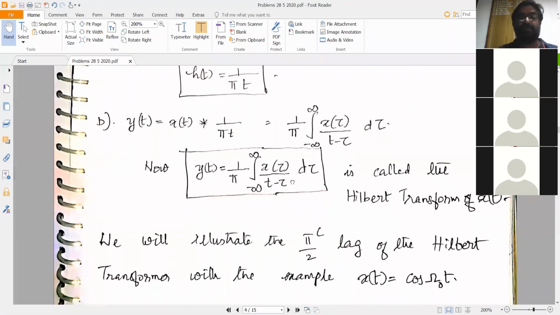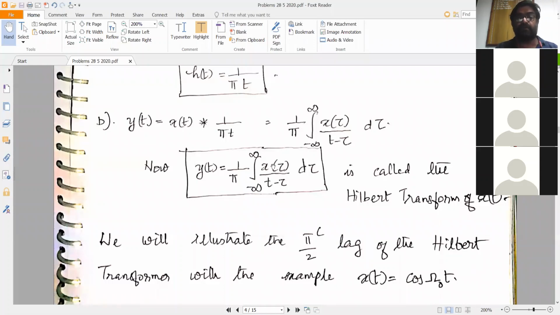Now we call this expression the Hilbert transform of x of t. This is a very important expression. This is a very important transformation. What this gives you is an output signal y of t, which is derived from the input signal x of t, when all the frequencies in x of t are delayed by 90 degrees. Is that understood? Like we did in the third method for SSB generation, all the frequencies in the baseband signal, that's the modulating signal, were delayed by 90 degrees.